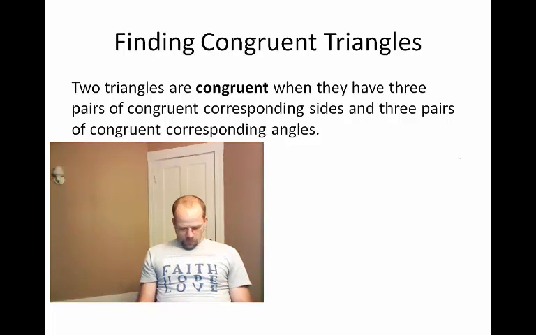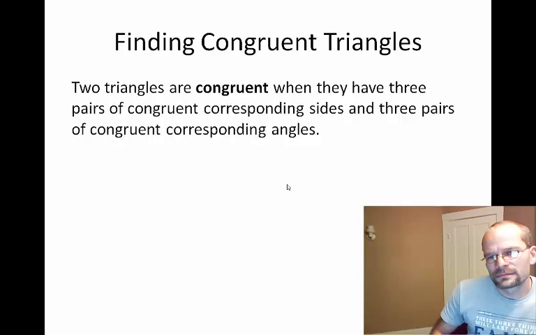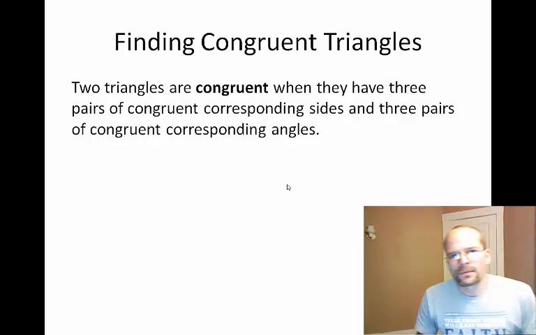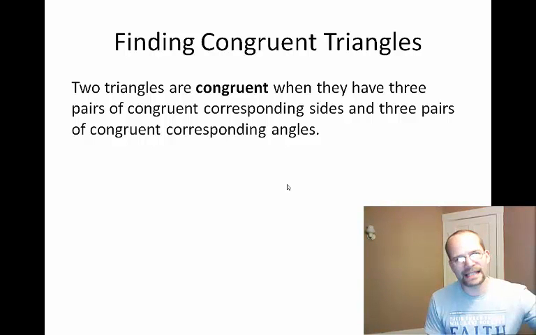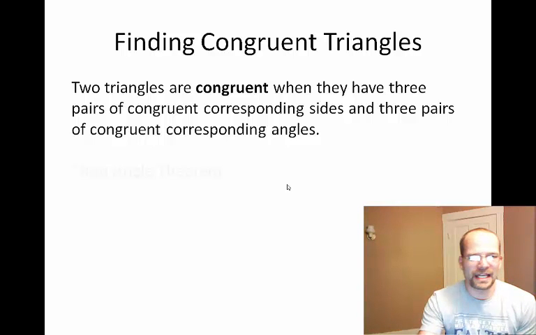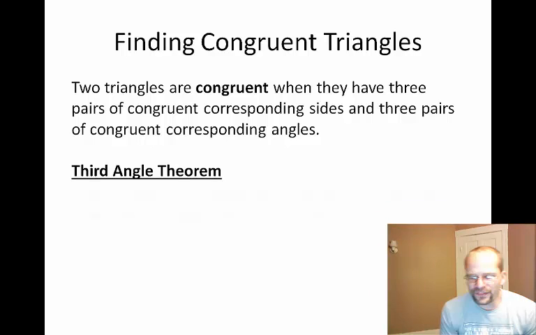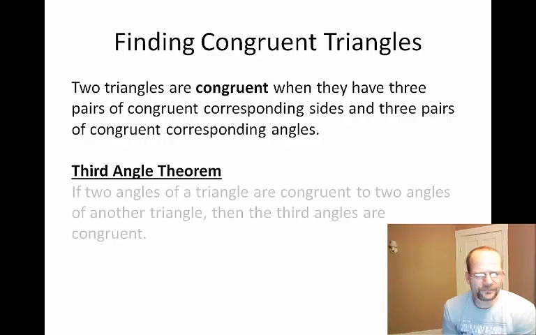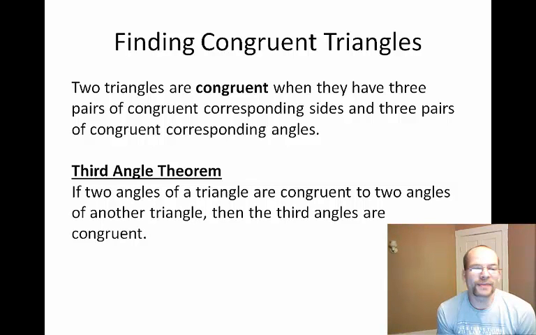As we move forward, we'll begin to ask what's the minimal amount of information we need to determine that 2 triangles are congruent. I know I can say that if I have 3 sides and 3 angles, then that's enough. But can I do with less than that? The answer, of course, is yes. The first theorem we'll look at is called the third angle theorem. It's pretty straightforward. It says if 2 angles of a triangle are congruent to 2 angles of another triangle, then the third angles are congruent.